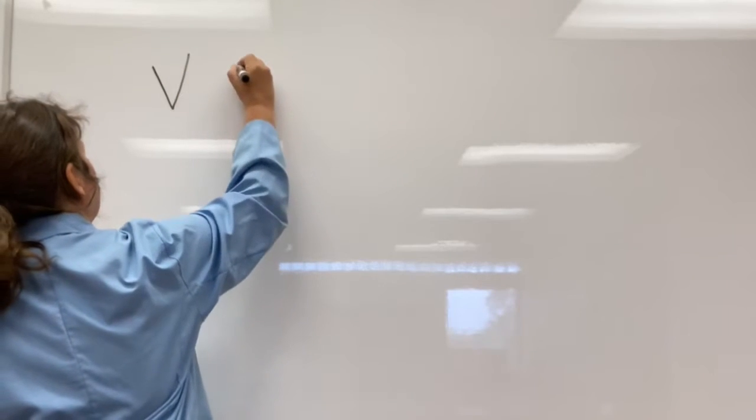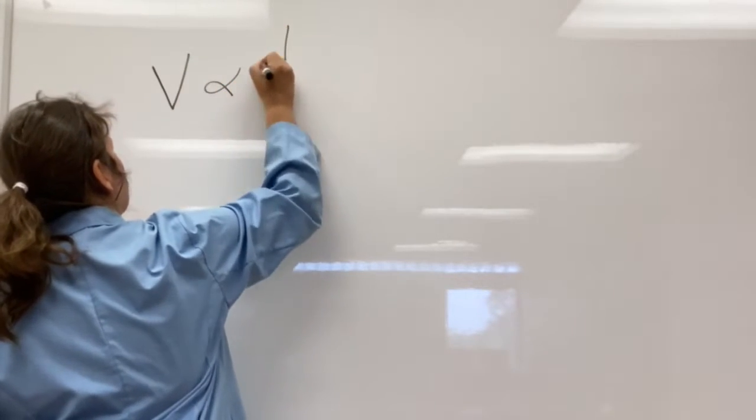This lab is called Boyle's Law, relating the volume and pressure of a gas. It's experiment number 9 in the CHEM 1050 lab manual. Boyle's Law relates volume and pressure. This is an inverse relationship. So volume is inversely proportional to pressure.